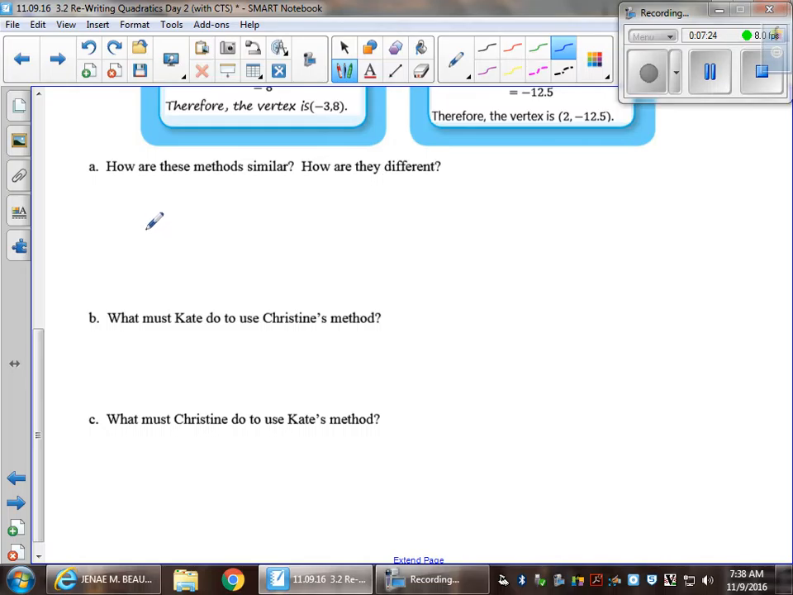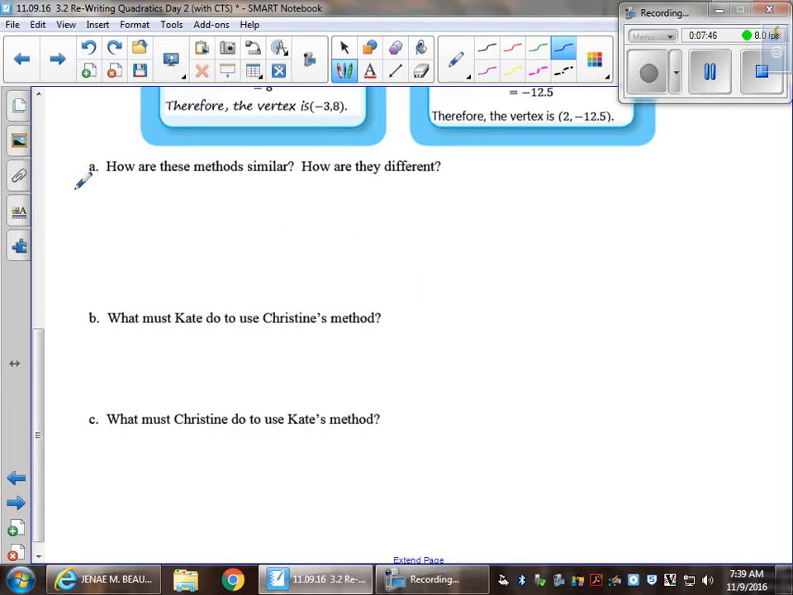I've heard some great pieces of a conversation that I would like to now bring all into one place. So how are these methods similar? How is what Christine and Kate did the same? Lydia? They're both trying to find the vertex. They are both trying to find the vertex. And what do they do first? Because vertex is like a bigger picture idea. What's the very first thing they did? Find X. Yes, very good.